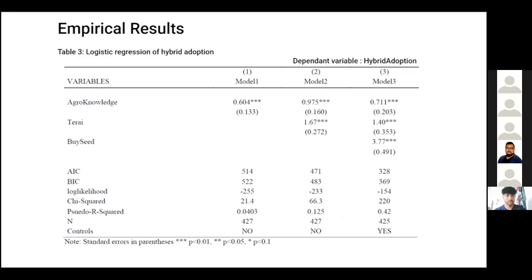So with this in mind, we have selected this model, which includes our 3 main variables as well as demographic controls based on AIC, chi-squared, etc.